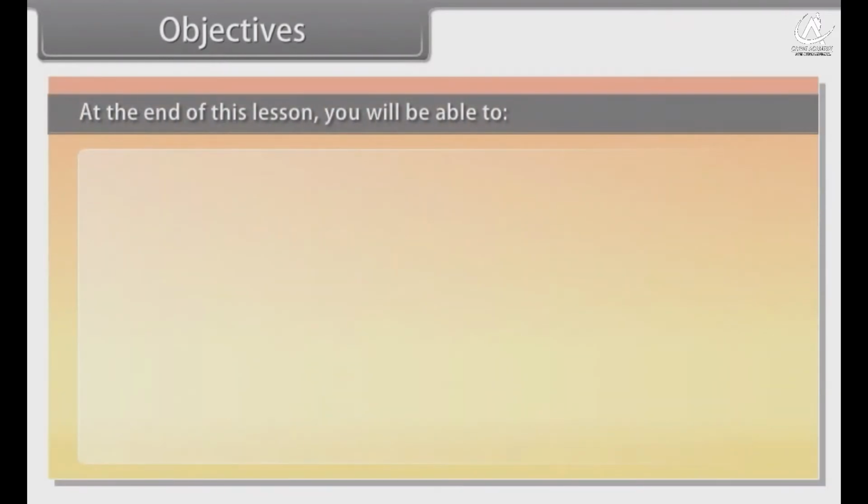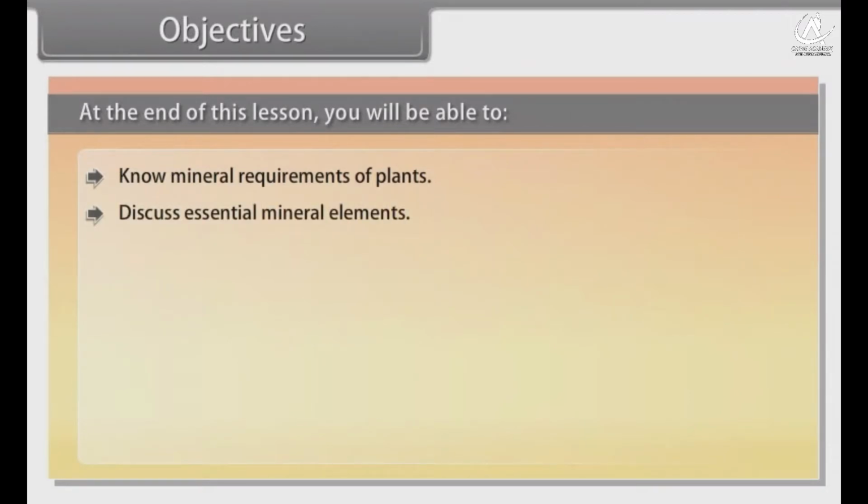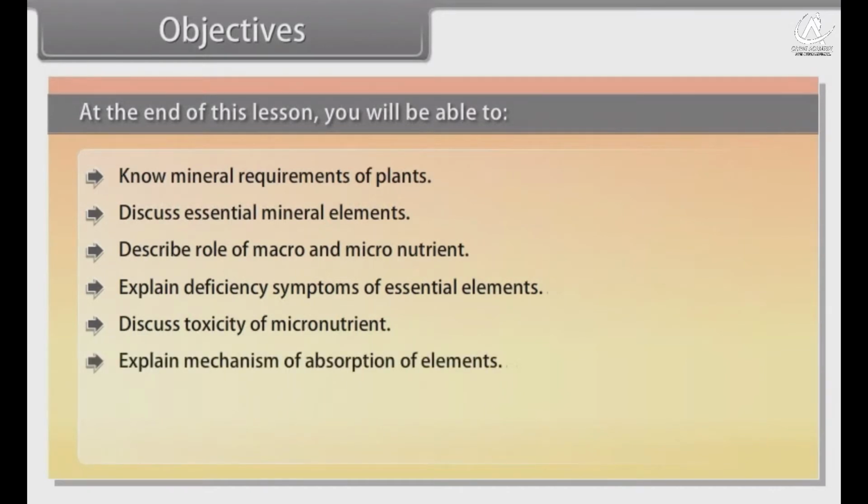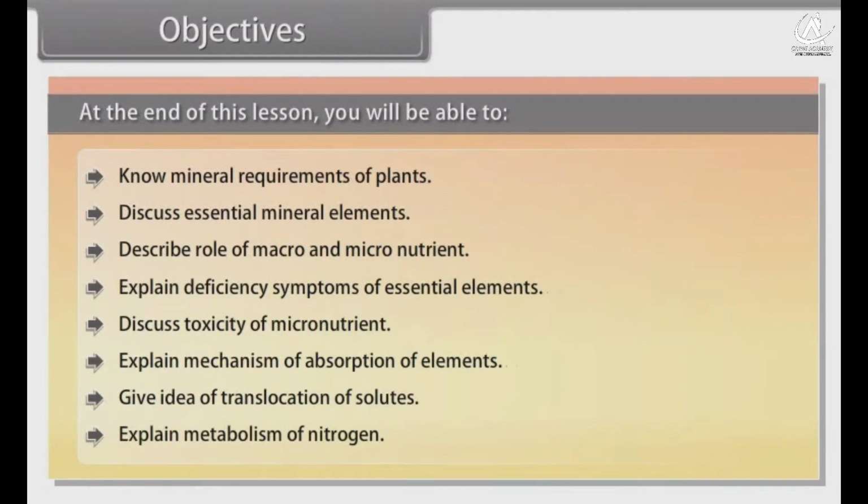Objectives. At the end of this lesson, you will be able to know mineral requirements of plants, discuss essential mineral elements, describe the role of macro and micronutrients, explain deficiency symptoms and essential elements, discuss toxicity of micronutrients, explain mechanism of absorption of elements, give an idea of translocation of solutes, and explain metabolism of nitrogen.